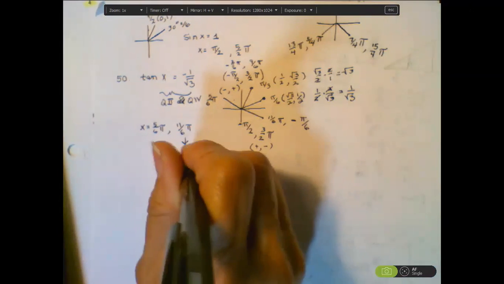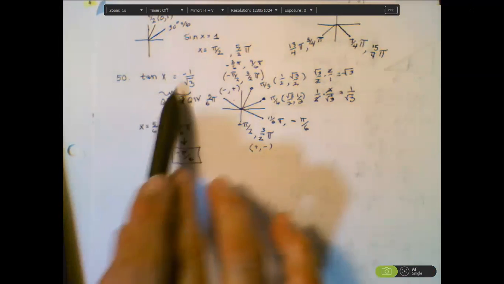What decimal is this close to? If there was a way to punch this on the calculator and get a decimal approximation of that, what would it be close to?